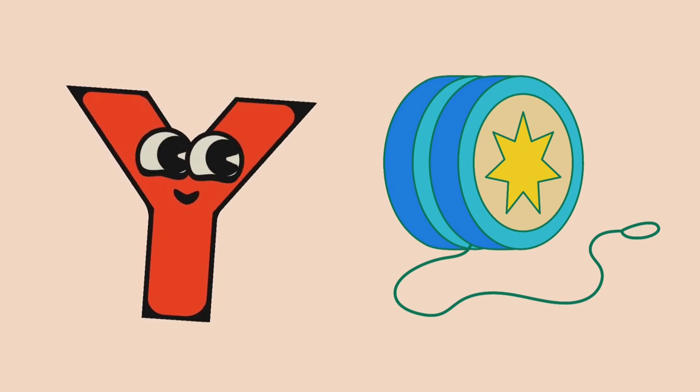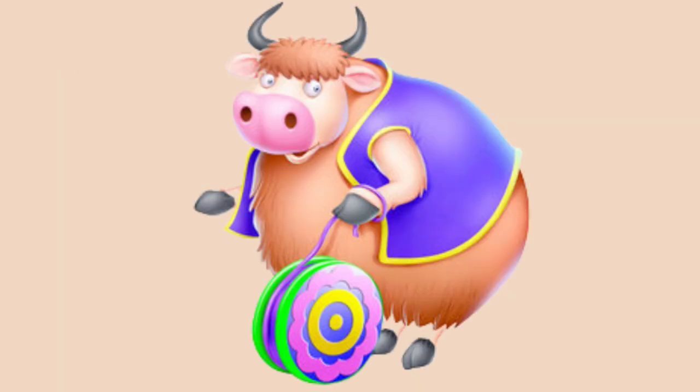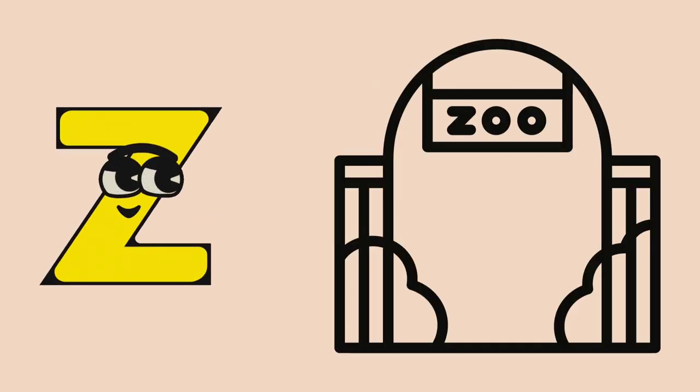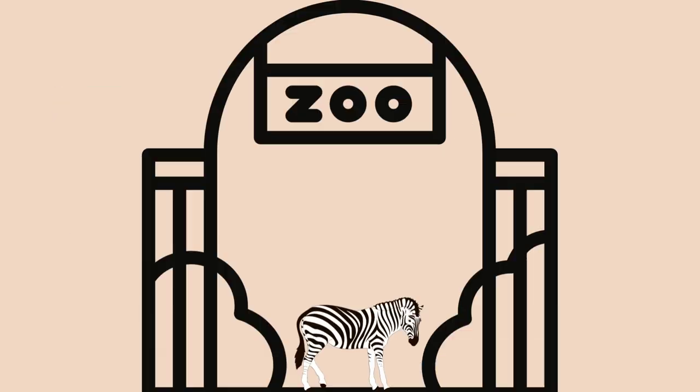Y for yak and Y for yo-yo. Yak is playing with yo-yo. Z for zebra and Z for zoo. Zebra lives in zoo.